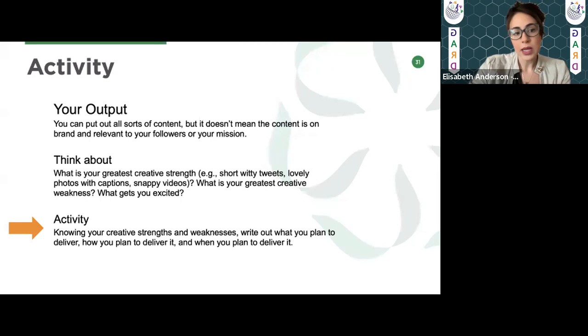So what would you like to create? How long do you think it's going to take you to create it? And how would you put out a plan to be consistent? Again, this is just to get you thinking. So let's take about 2 minutes here, and then we'll move on to the final activity and some questions.